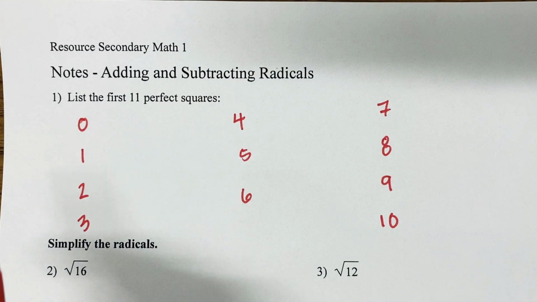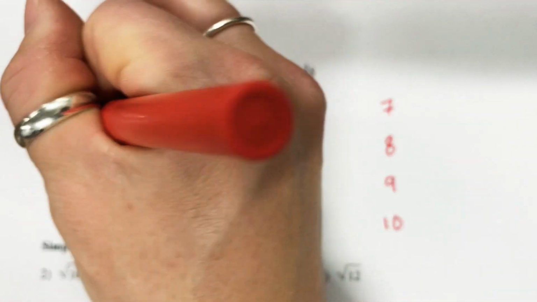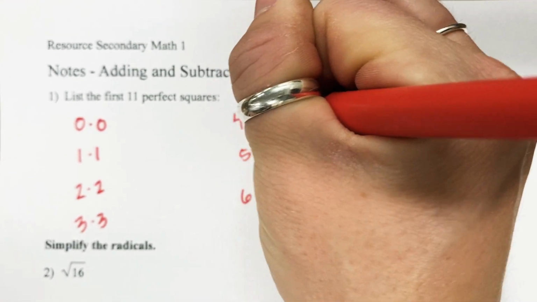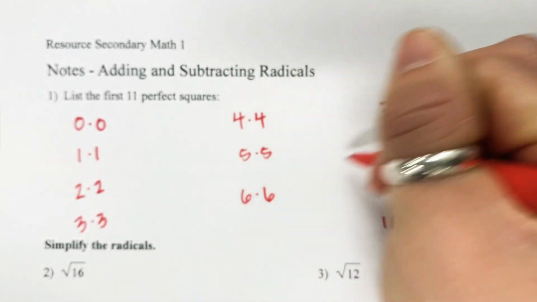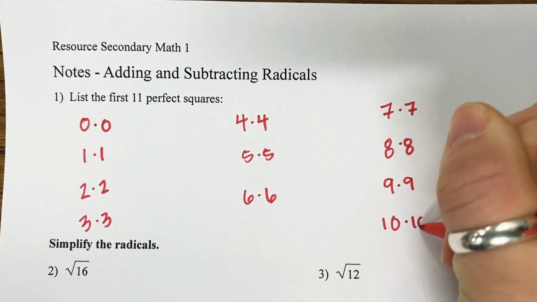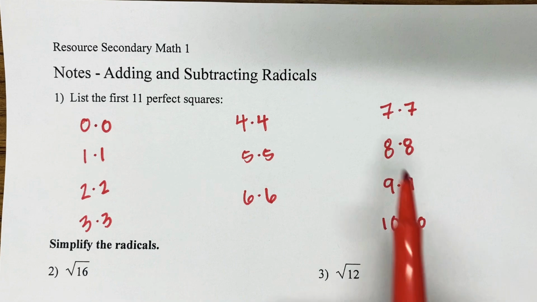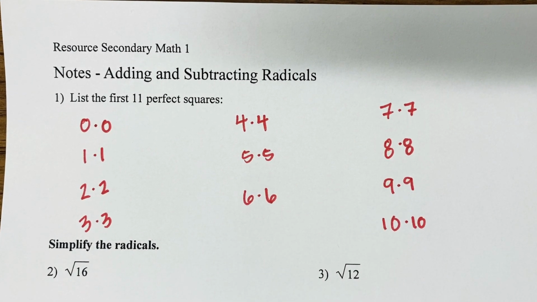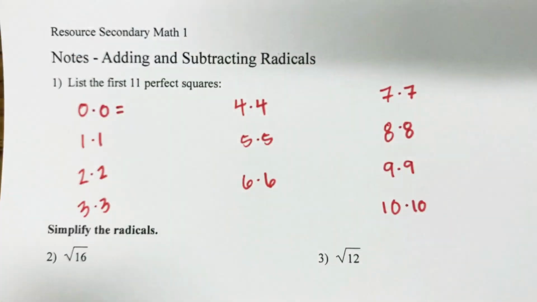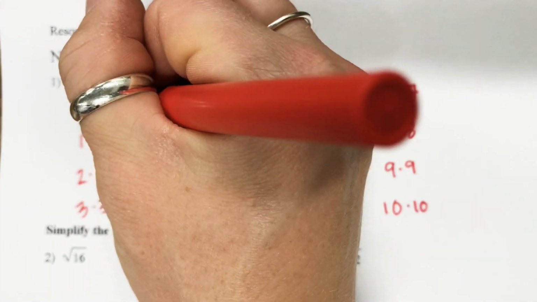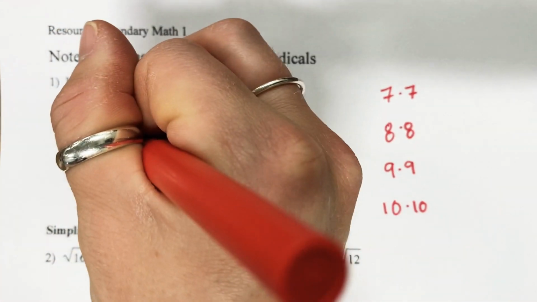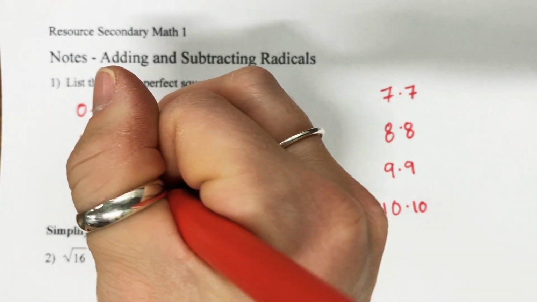Next step, I want you to multiply these numbers by themselves. Now all your numbers are multiplied by themselves. Now let's figure out a way to rewrite all of these. 0 times 0, we can also rewrite as 0 squared. Let's do the same thing for all of our numbers. 1 squared.